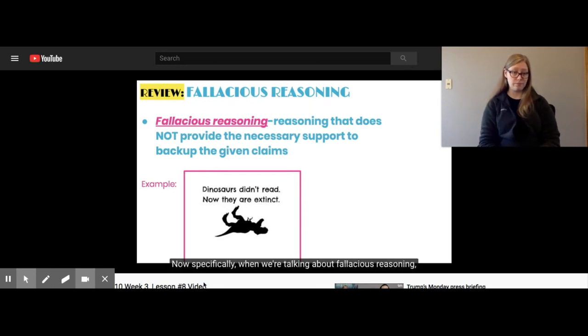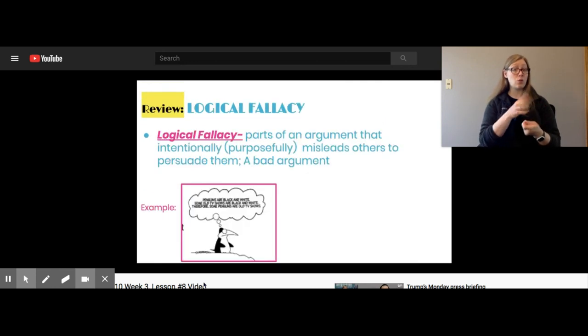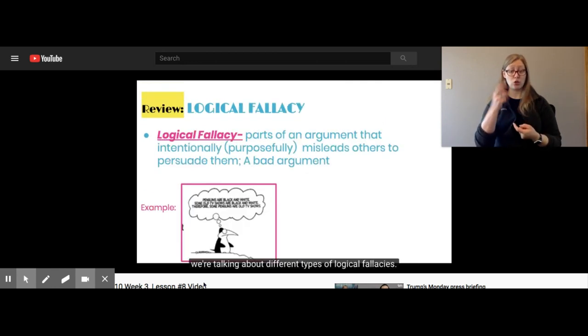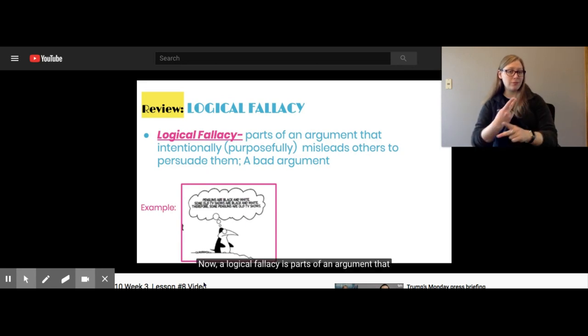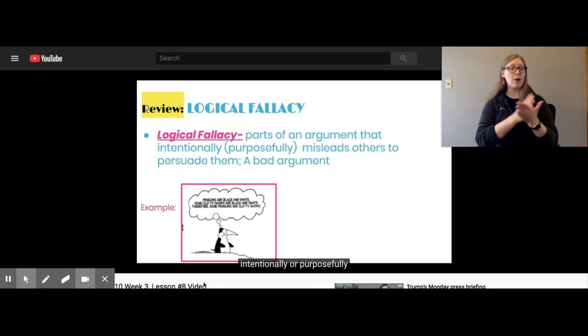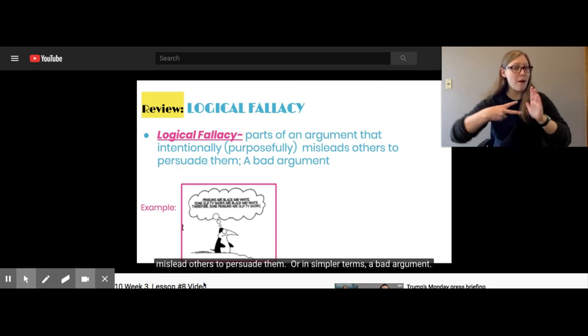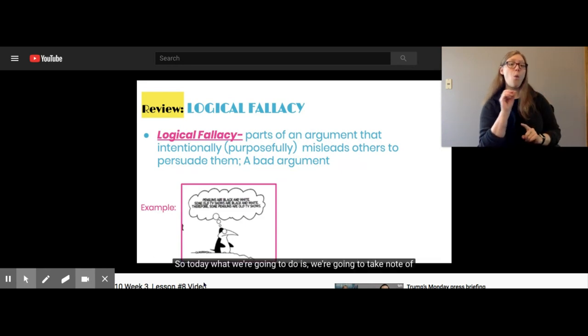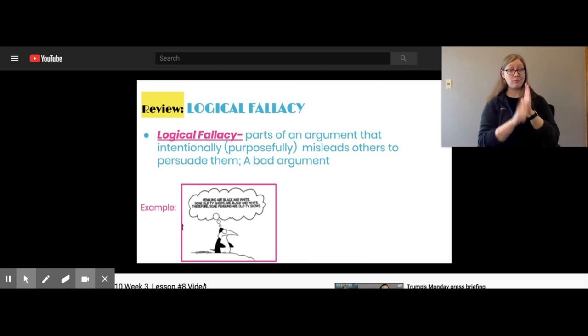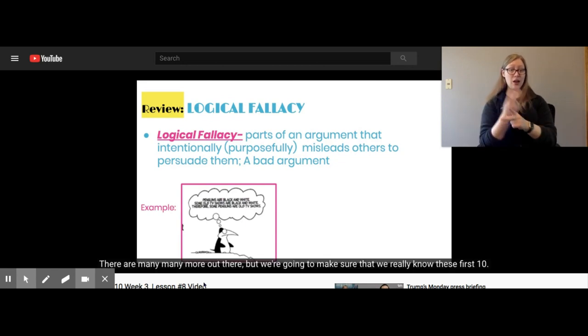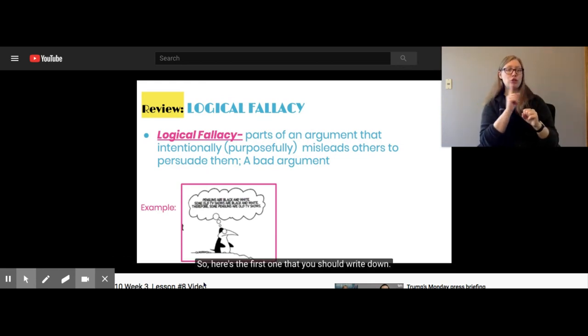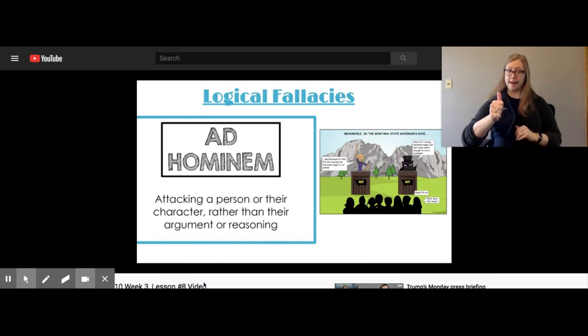Specifically, when we're talking about fallacious reasoning, we're talking about different types of logical fallacies. A logical fallacy is parts of an argument that intentionally or purposefully mislead others to persuade them, or in simpler terms, a bad argument. So today we're going to take note of 10 different types of logical fallacies. There are many, many more out there, but we're going to make sure that we really know these first 10. So here's the first one that you should write down.